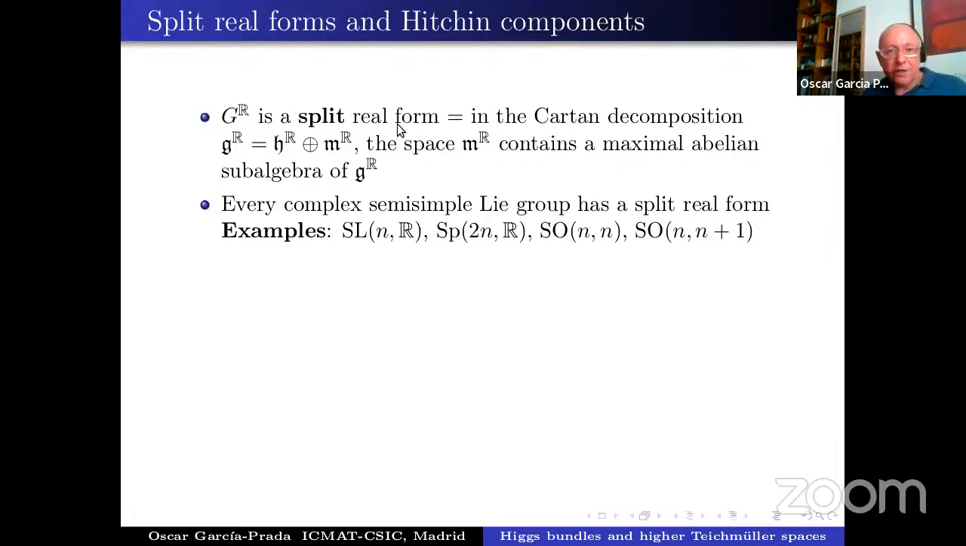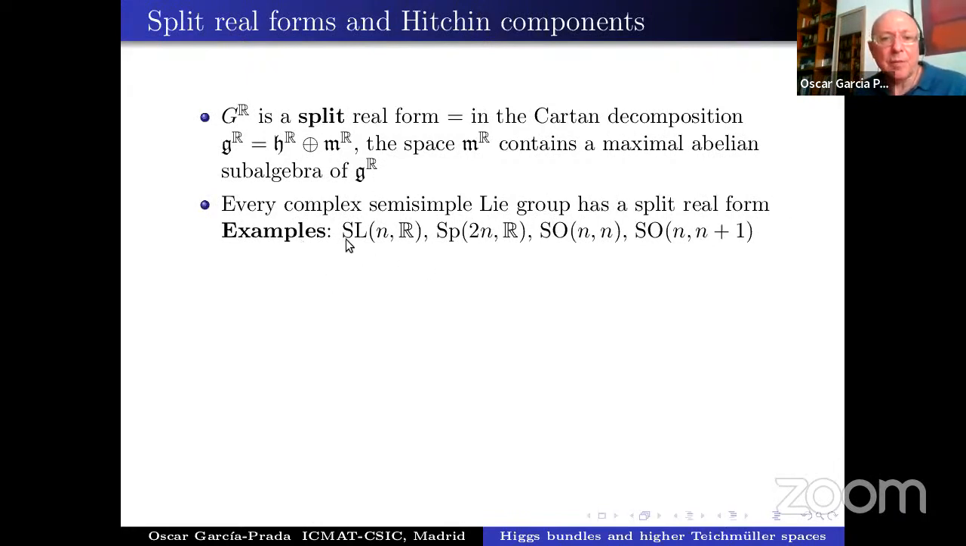So here G_R is a split real form, and here's a definition. If you have the Cartan decomposition that you get by choosing a maximal compact, then the space m_R contains a maximal abelian subalgebra of the full Lie algebra. If you want, the split real form is the least compact real form of a complex simple group. And so every complex semisimple group has a split real form, right?